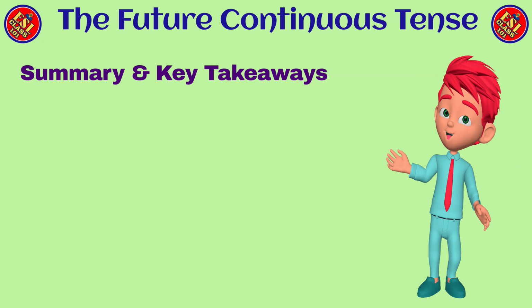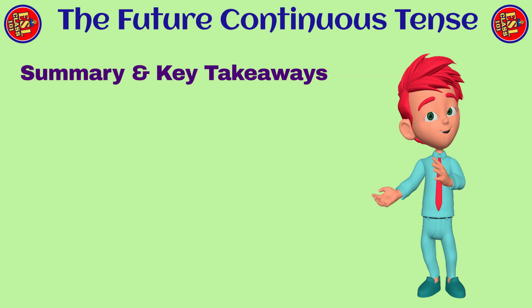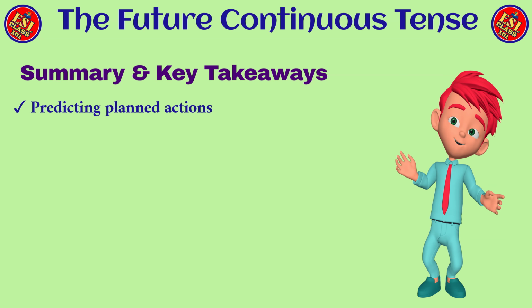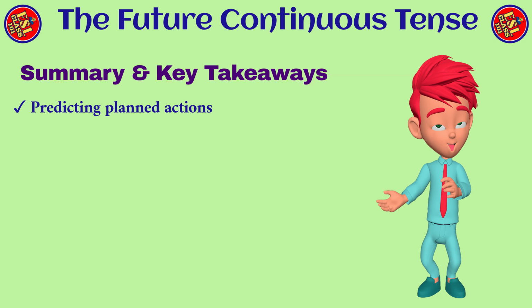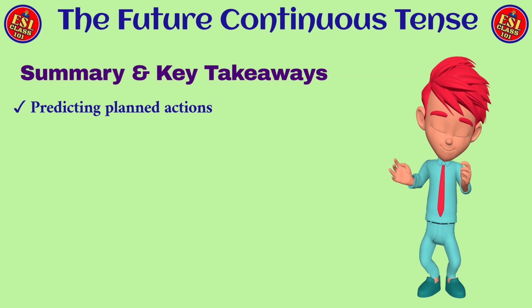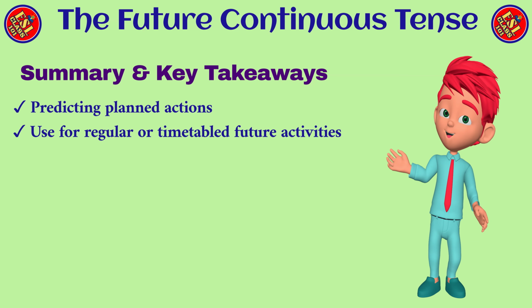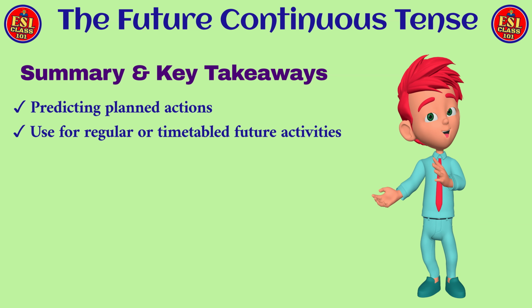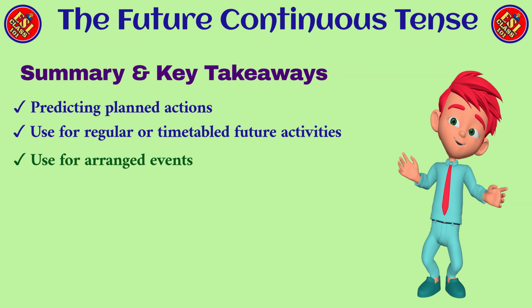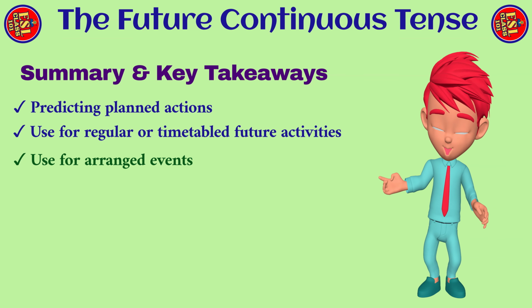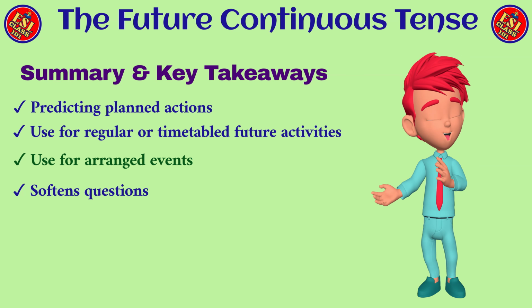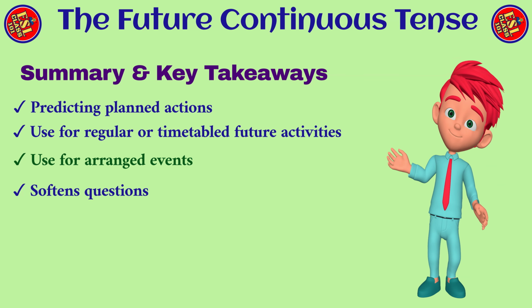Let's recap the 4 advanced uses of the future continuous. First, use it to describe actions already planned that will be in progress at a future point. Second, describe timetabled future events. Third, you can often swap it with the present continuous for planned activities. And lastly, use it to make your questions feel softer and more polite.